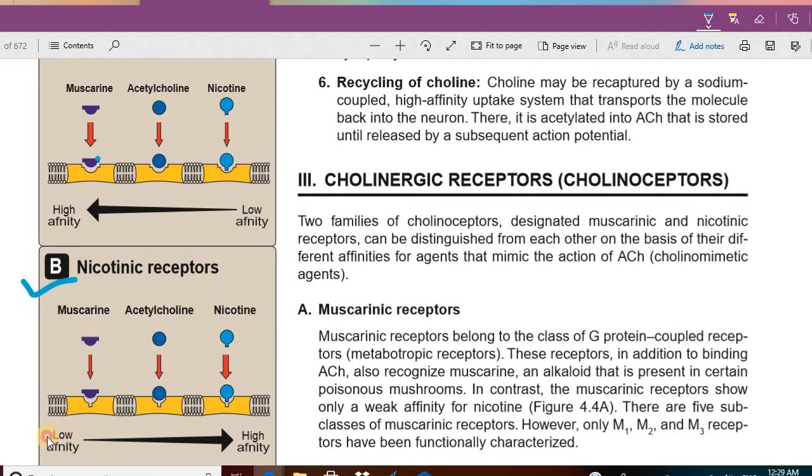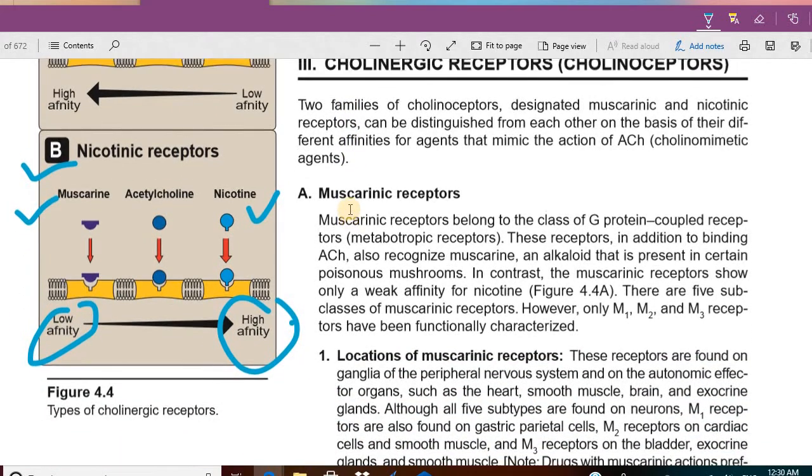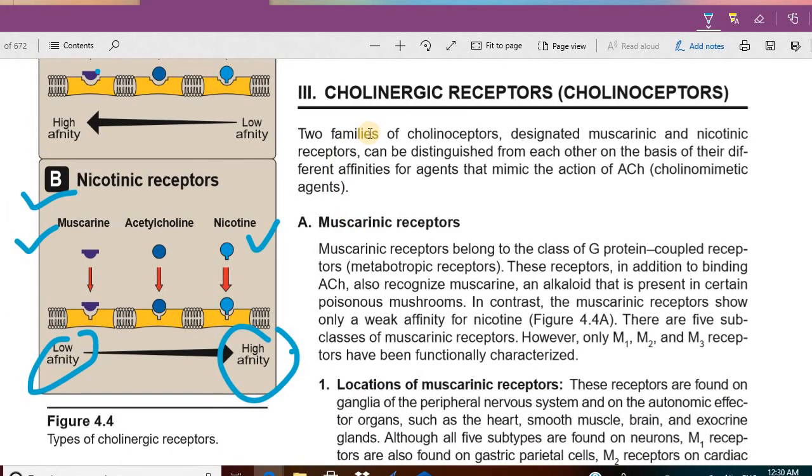So if we go from low to high, that means a nicotine receptor where the nicotine acts more as compared to the muscarine. In the muscarine receptor, the muscarine acts more as compared to the nicotine. So this is the affinity of the receptor. So types of the cholinergic receptors. Two families of the cholinereceptor designated muscarine and nicotine receptor can be distinguished from each other on the basis of their different affinities for agents that mimic the action of acetylcholine.